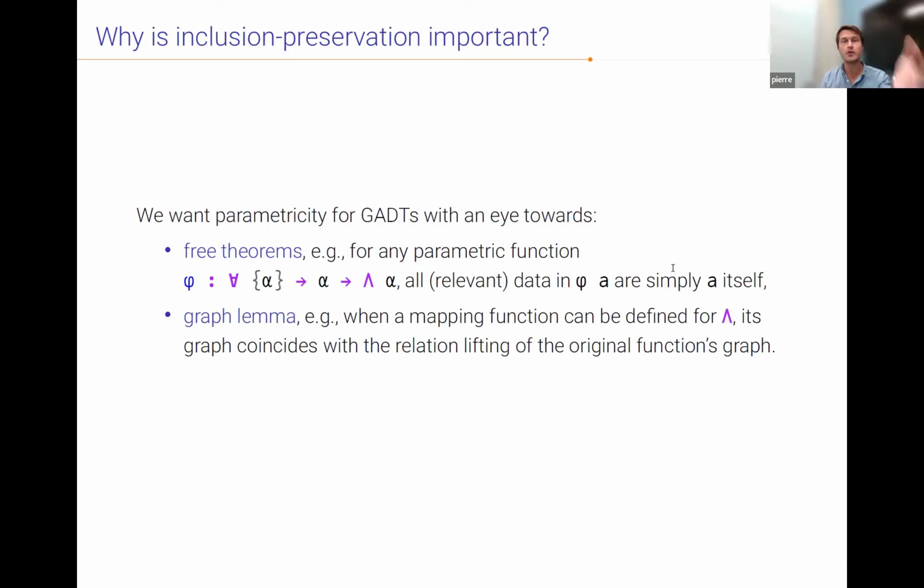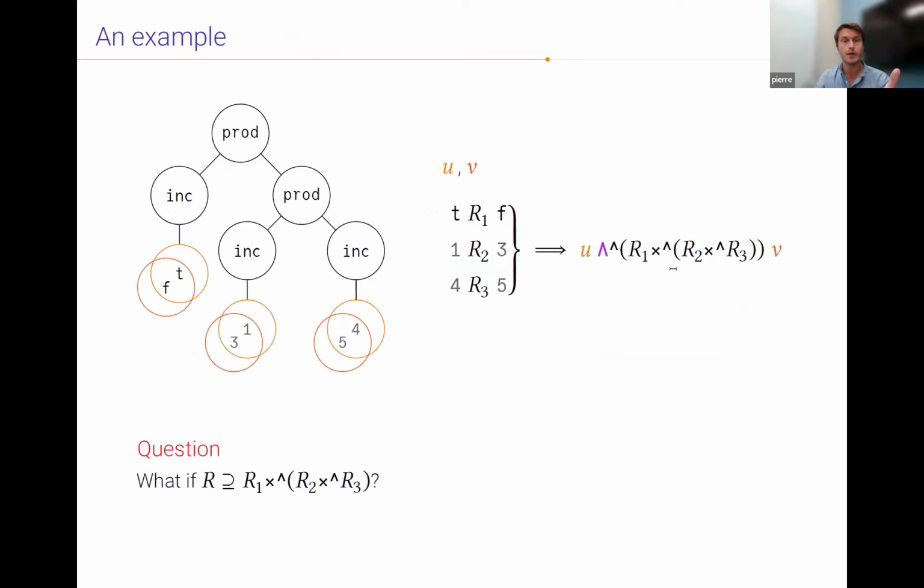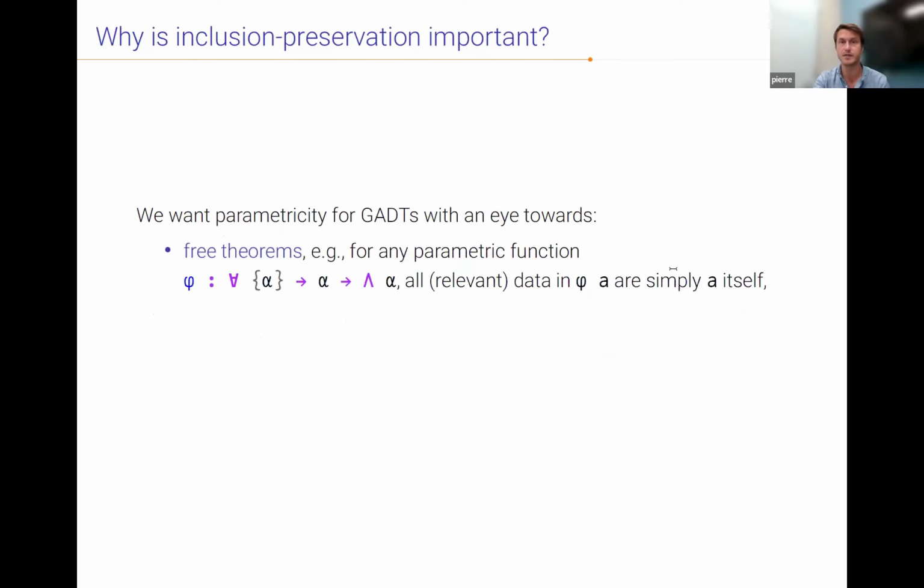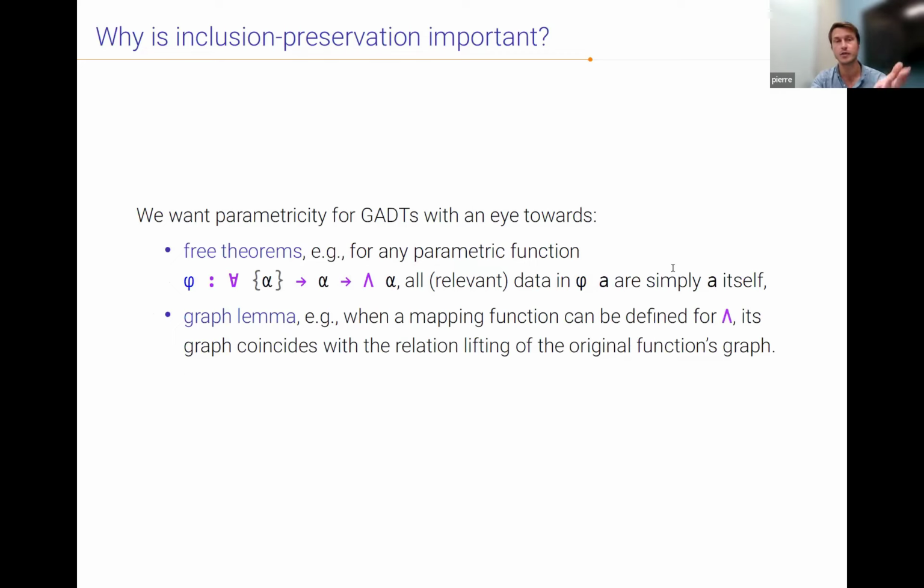And so, because we want to have access to those kinds of applications, the answer to the question of before, let me go back to there, should U and V be related by lambda hat of R, should be yes, just for technical purposes. This preservation of inclusion between relations is crucial in those applications.